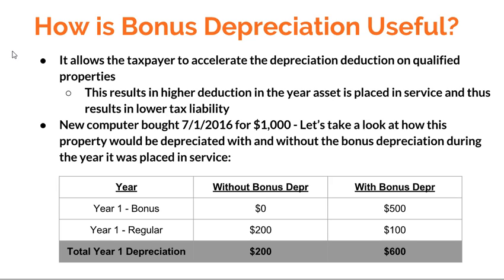So as you can see, with bonus depreciation, the taxpayer is able to increase the deduction dramatically in the year that the asset was placed in service, and this would result in a lower taxable income and lower tax liability in the year that the asset was placed in service. So, for a small business, this can be a significant savings if they have to buy a bunch of assets during any of the years that the bonus depreciation is eligible. So I hope that makes sense to you all.